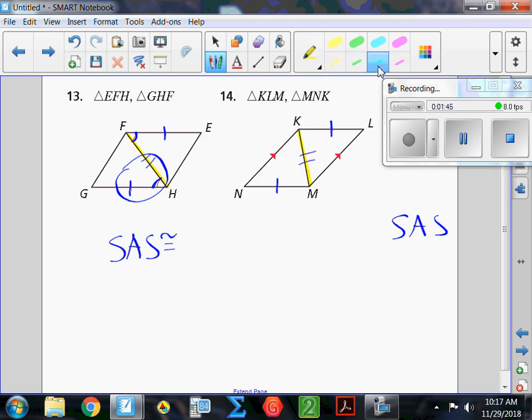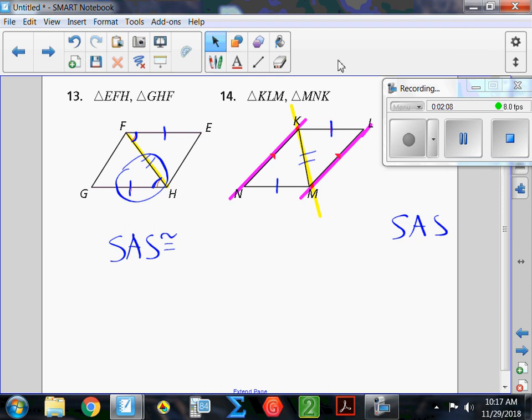With the parallel lines, you sometimes have to draw the parallel lines to see what type of angles you have. So I've traced over with a pink highlighter the parallel lines, KN and LM. The yellow line going in between acts as my transversal. If you wanted to extend that out a little bit more, that might make it easier to see your alternate interior angles. Your alternate interior angles are angles NKM and LMK.